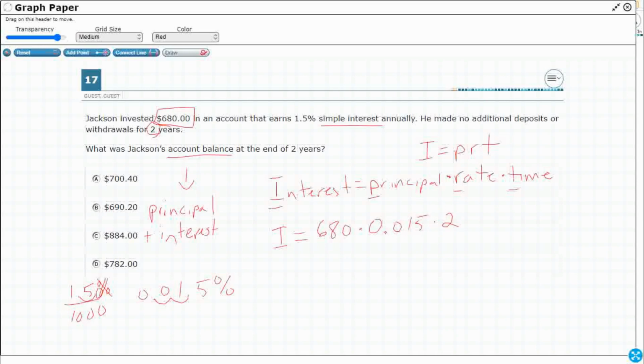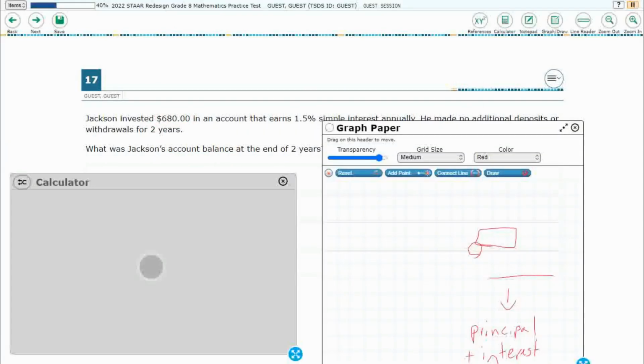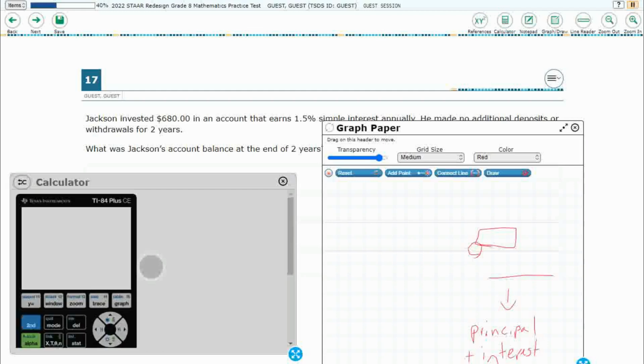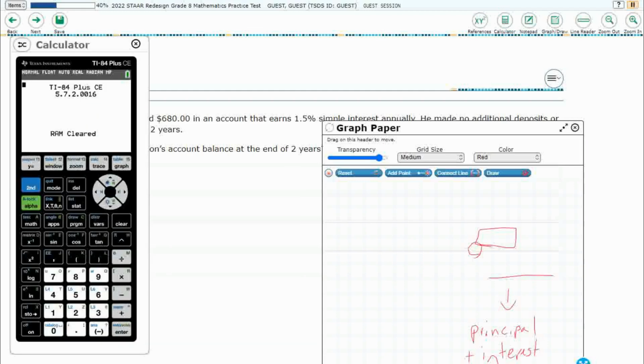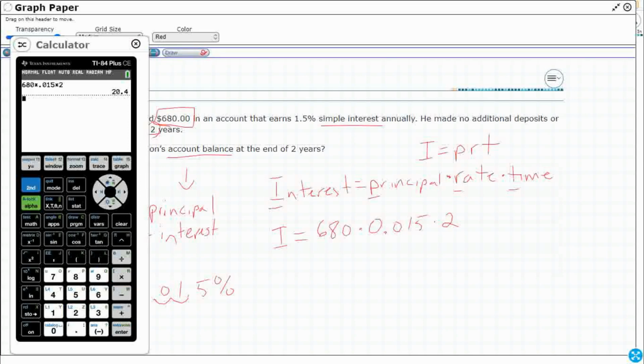All right, so we have to multiply those 3. We have a calculator. Let's use the calculator. So let's just do 680 times 0.015 times 2. All right, so that's going to equal 20.4. $20.40 is our interest.